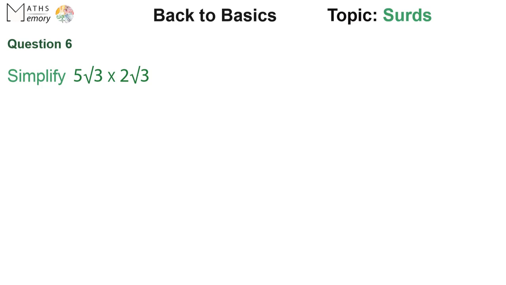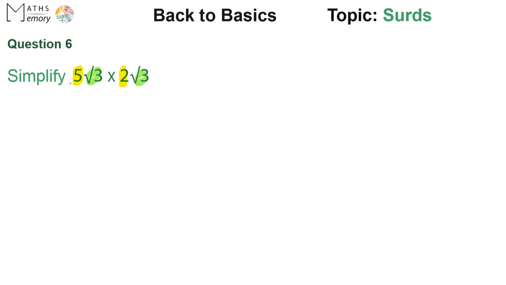Question 6, back to basics. Simplify 5 root 3 times 2 root 3. So this question is fairly simple. It's all about dealing again with your numbers over here, which is your 5 and the 2, and the surds as well. So split these up. It's really helpful if you do this. It'll really help you out.